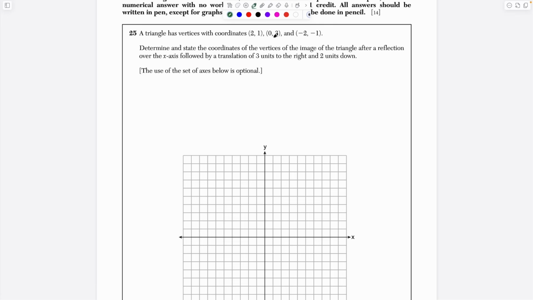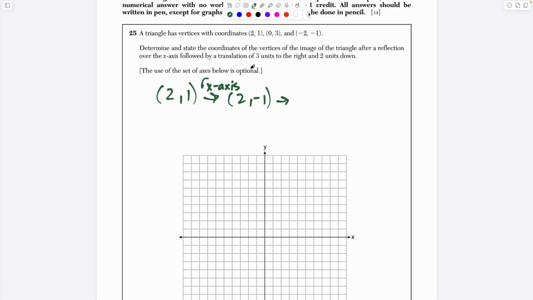So for this one here, I would just start off with one point at a time. So we have (2, 1). And what we're going to do first is reflect over the x-axis. If you know the formula for reflection over the x-axis, you just change the sign of the y. So we have (2, -1). So we're going from +1 to -1.